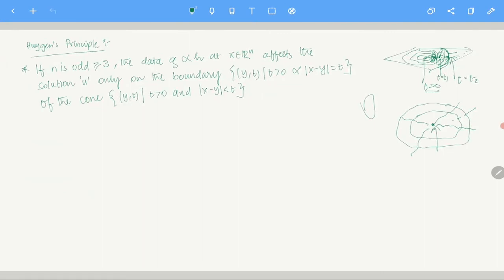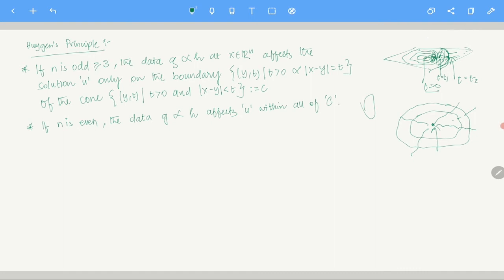Now, on the other hand, if n is even, the data g and h affect you within all of C. Of course, that is what we saw. All of C means C is this cone. Let's call this C. All of C. Clear? Okay.